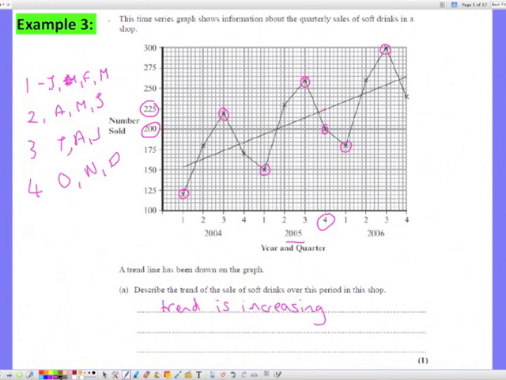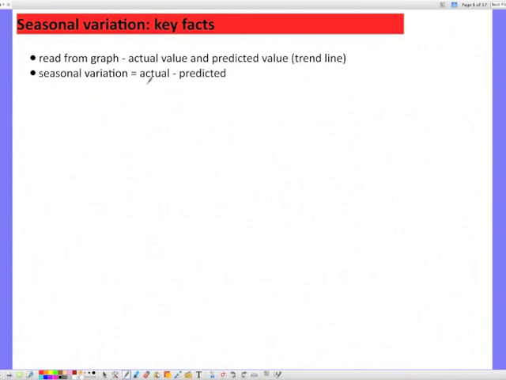So here we have our actual being 200 and our predicted being 225. So here is the difference. That part there is the seasonal variation. And to work that out, we take the actual, which was 200, and subtract the predicted, which in this case was 225. So we're going to get a negative seasonal variation of -25. It means that actually we were down 25 from what was predicted using the trend line.